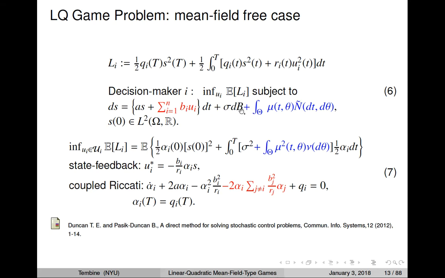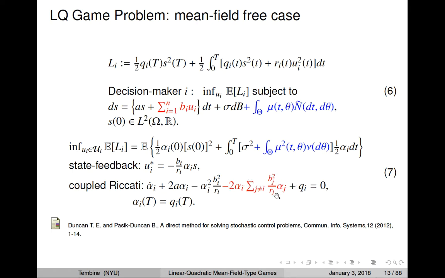The standard diffusion process, and then we are adding a jump process as well, a compensated Levy measure. Now, this problem can still be explicitly solved, and this is the best response strategy in state feedback form for Pi, and this is the Riccati equation.